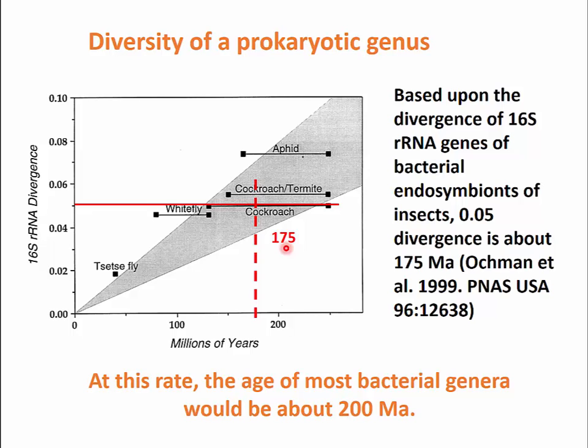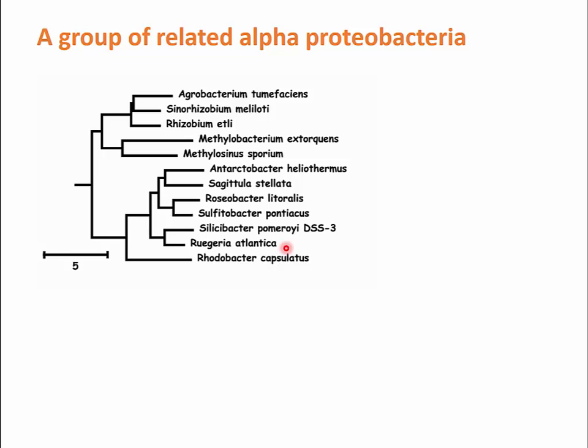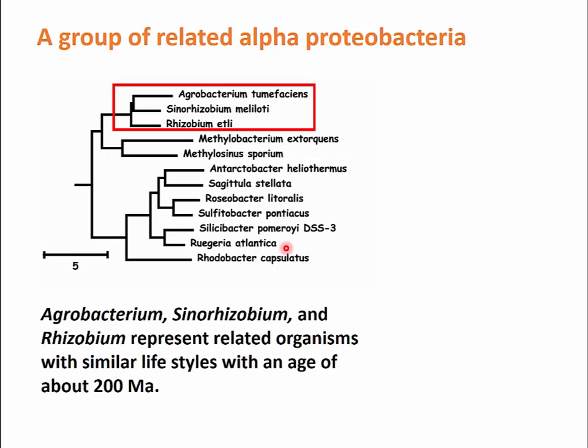So at this rate, the age of most bacterial genera would be about 200 million years. Now, this is a group of related alpha proteobacteria, and this is a group of bacteria that, by the definition I just used, would all be in the same genus. So the Agrobacterium, Rhizobium, Sinorhizobium. And so would this make sense as a genus?